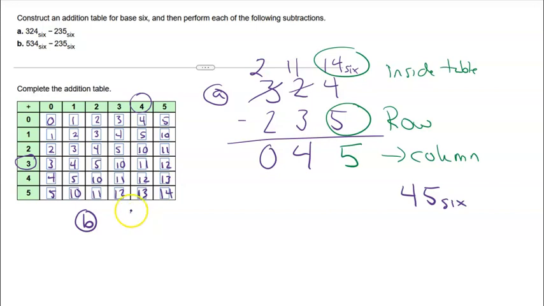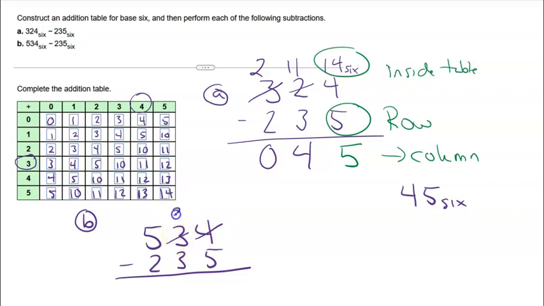All right, so we have 5, 3, 4, base 6, and you know what? I'm not giving myself enough room to get this problem done, so let's try this again. A little bit more room there. 5, 3, 4, base 6, minus 2, 3, 5, also base 6. Once again, I can't subtract 5 from 4. So what am I going to do? I'm going to borrow. So I'm going to cross out this 4 and cross out that 2.